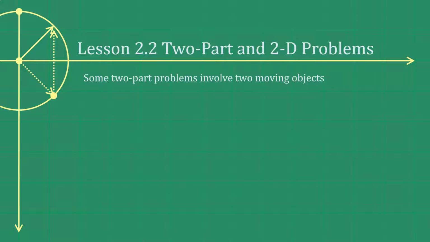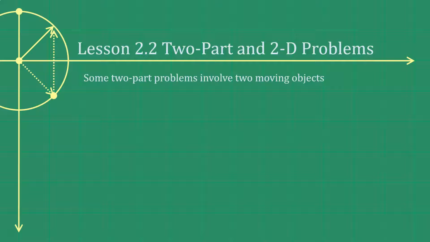We're actually going to start off by reviewing by working a problem like that. But we're also going to learn that there's another type of two-part problem called a two-dimensional problem, and we're going to work one of those at the end of this lesson. Pay attention to the differences between these two types of two-part problems and what's unique to two-dimensional problems.